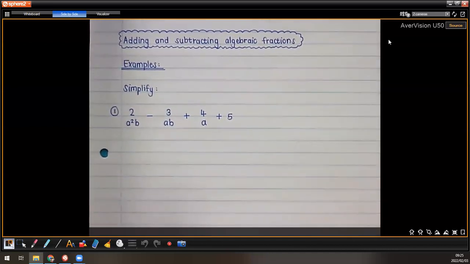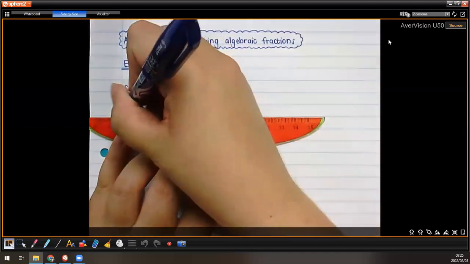Okay, just copy that down, and then we are going to do this example. So let me just draw in my lines.